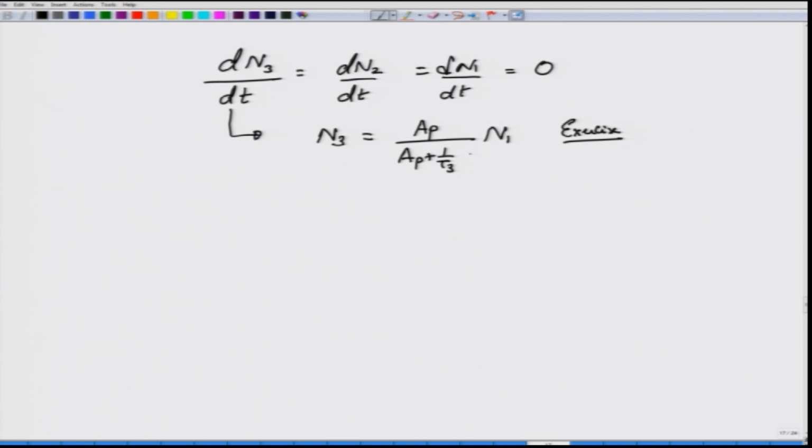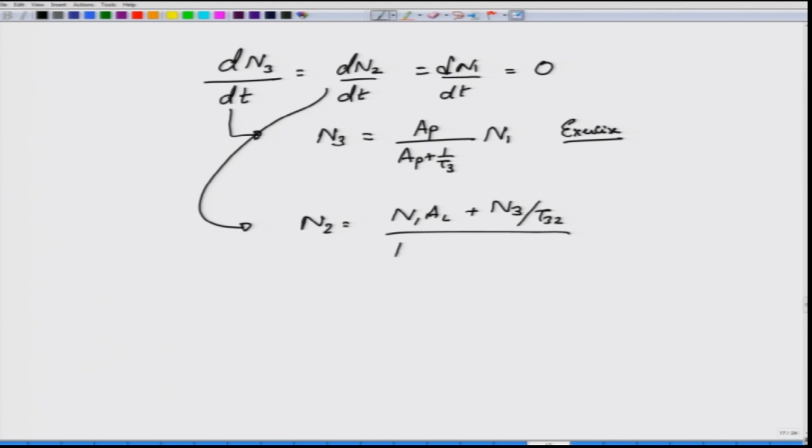So, that delta n, which is the population inversion, will be larger, and you can actually show by setting dn2 by dt equal to 0 that N2 is given by N1 AL plus N3 divided by tau 3 2, divided by AL plus 1 by tau 2 1. If there are no additional losses, then the total population density will be the sum of the population levels at 1, 2 and 3 levels, okay, and this should not change, this should remain constant.